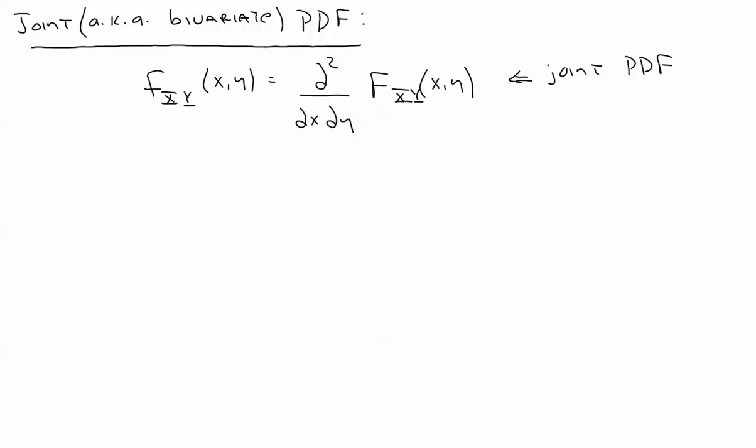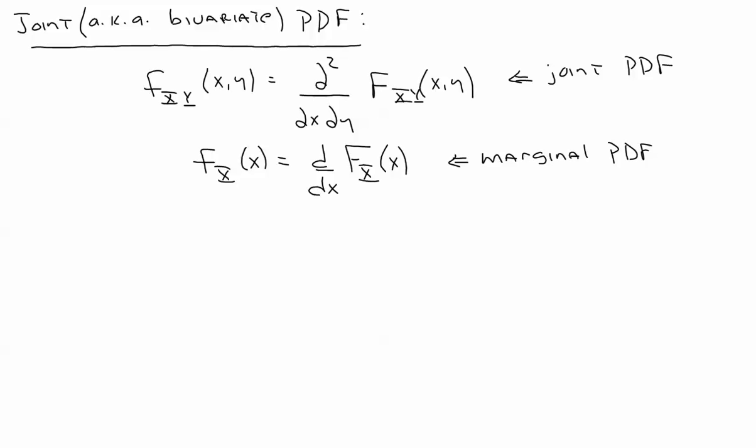And remember, when we were talking about single random variables, the probability density function was that. This is a marginal probability density function. When we're talking about a single random variable, we talk about marginal PDFs and CDFs. When we talk about two random variables taken together, we have joint PDFs and CDFs.